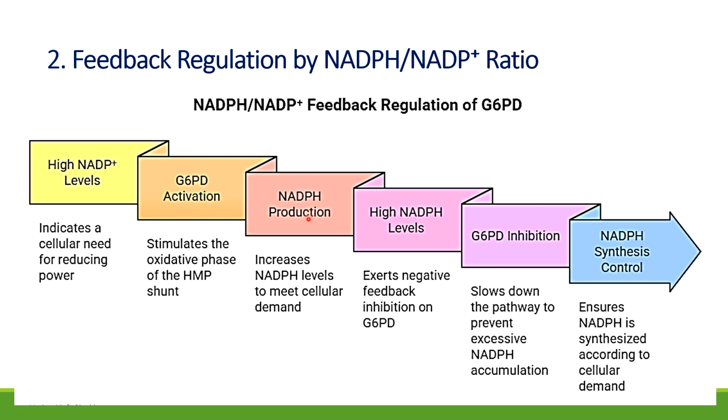In contrast, if NADPH levels are high, it exerts a negative feedback on this enzyme, and thereby it slows down the pathway, and then it ensures that NADPH accumulation will not be taking place. So if excess is there, it is accumulating, and thereby it ensures that NADPH is synthesized according to the need. That means particularly during reductive biosynthetic reactions, and during oxidative defense mechanisms.